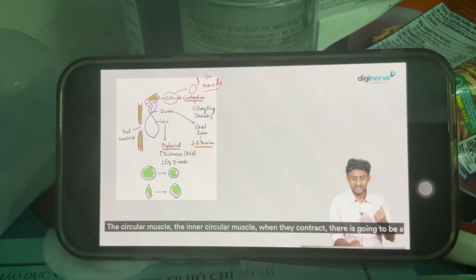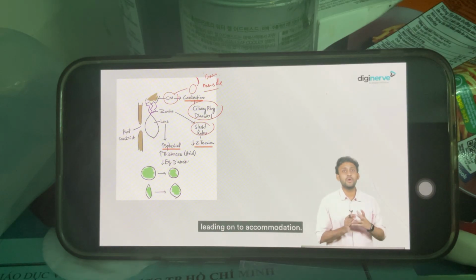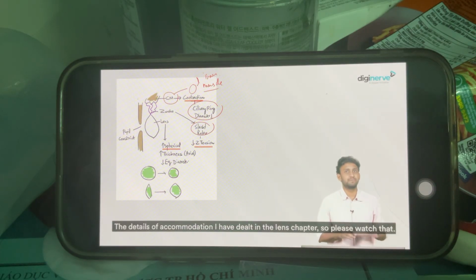The circular muscle, the inner circular muscle, when they contract, the ciliary ring diameter is going to get reduced. There's going to be slackening or relaxation of the zonules, as the result of which the lens will attain a more spherical configuration, leading on to accommodation. The details of accommodation I've dealt with in the lens chapter, so please watch that.